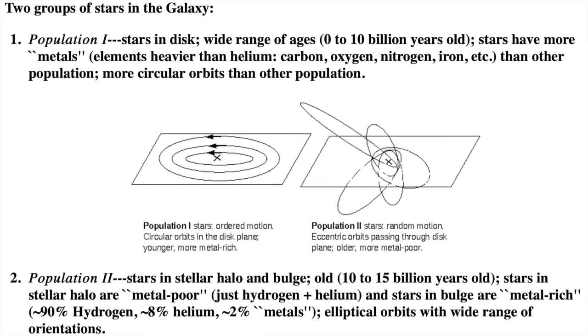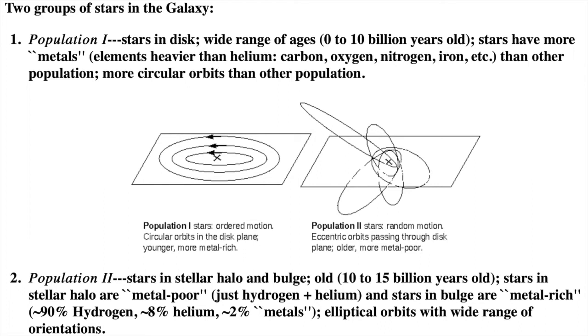They are distinguished by their orbits and their metallicities, that is, how much processed gas they have made of elements heavier than helium, like carbon, oxygen, nitrogen, iron, etc., from previous generations of stars. Population 1 stars are in the disk. They have a wide range of ages from 0 to 10 billion years old. The youngest ones are in the spiral arms. Population 1 star orbits are orderly, roughly circular orbits close to the midplane of the galactic disk. Population 1 stars have higher metallicities than population 2 stars.